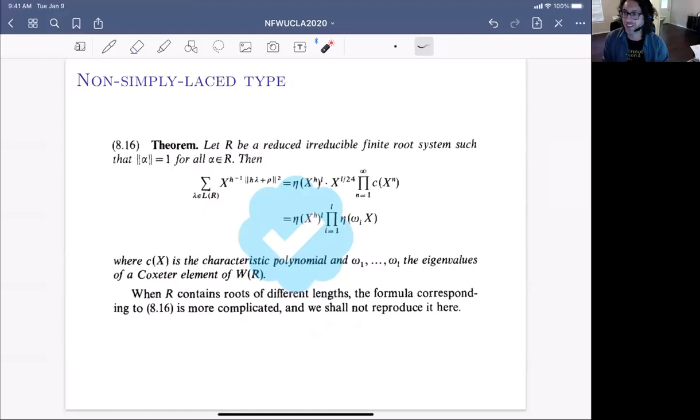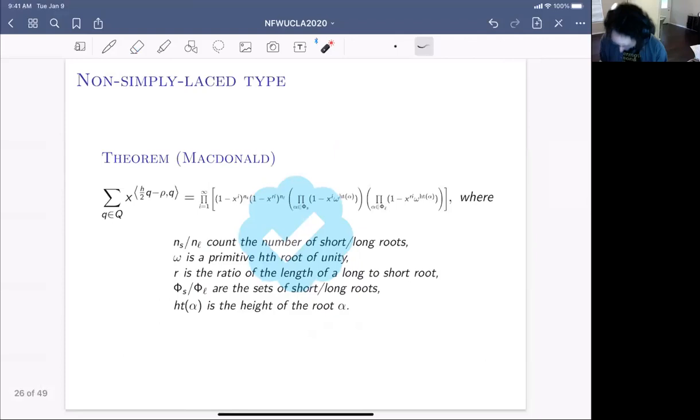Oh, well, he helpfully tells us that the formula is more complicated, so he's not going to reproduce it. Okay, so when you do write it down, you do get something that's more complicated. I think that this could be simplified somewhat. I didn't bother. And I'm not even going to tell you, look at all this annoying stuff that you have to deal with. So don't worry about it. It's okay. You can write it down.